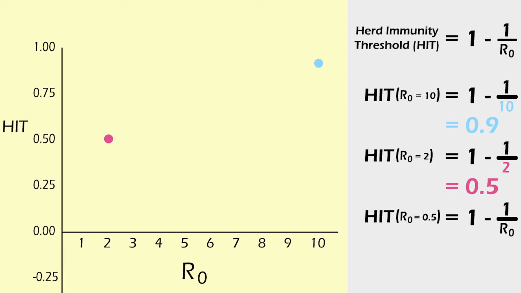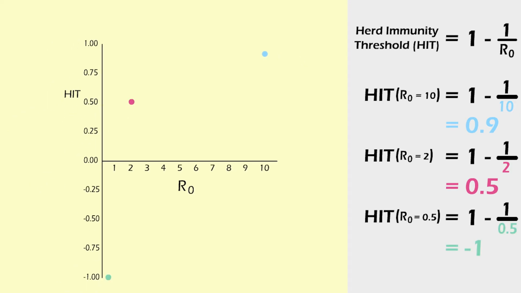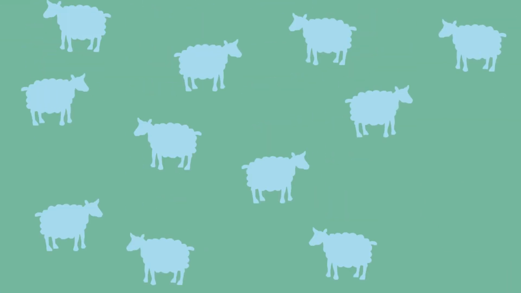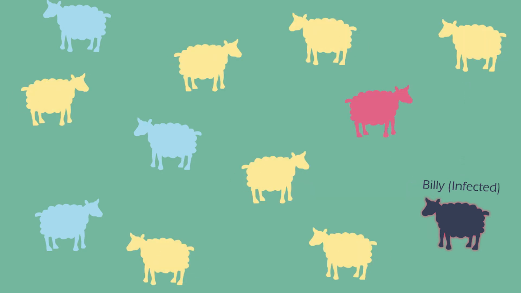Of course, if R0 is less than 1, then the disease is already heading out of the population, without the need of vaccination-induced immunity. So in theory, I'm hoping our sheep infection here goes something like this. I give enough of the sheep our little vaccine here, and even if Billy manages to infect a few, it won't spread like wildfire to all the sheep.